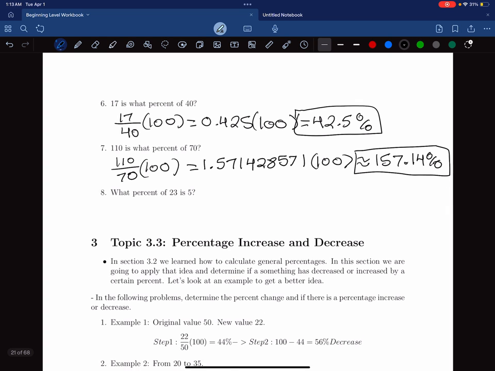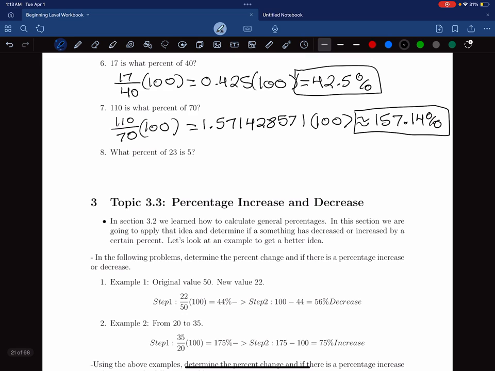So, looking at example 8, I encourage you to pause the video and try this on your own. Now, assuming you have worked through it, let's work through it together. So this one's worded a little bit differently, in a different order, which makes you really think about how to actually use this formula. So we have what percent of 23 is 5. So if you think for a moment, what is our original number, or what number will go in the denominator? In this case, it's going to be 23, because we're saying what percent of 23 is 5.